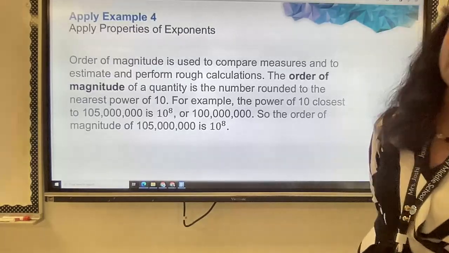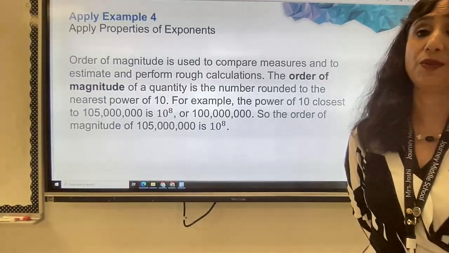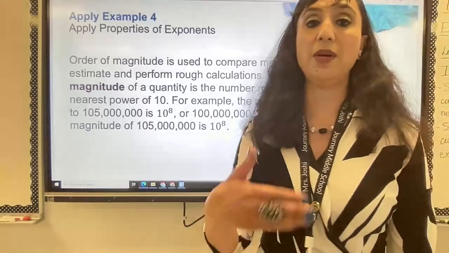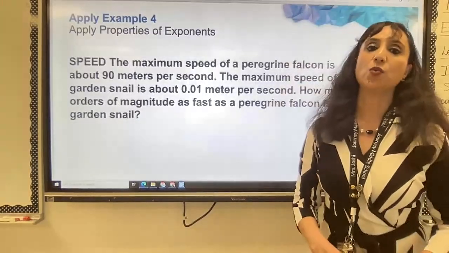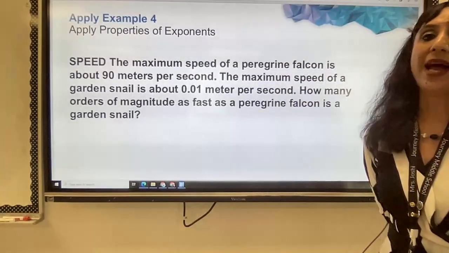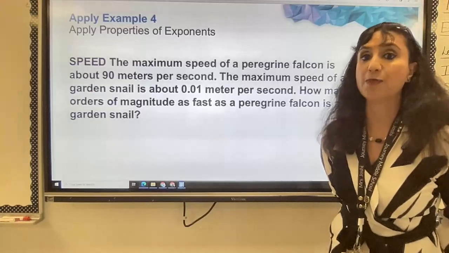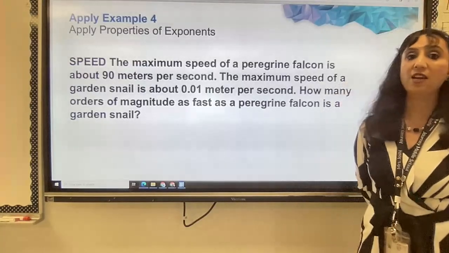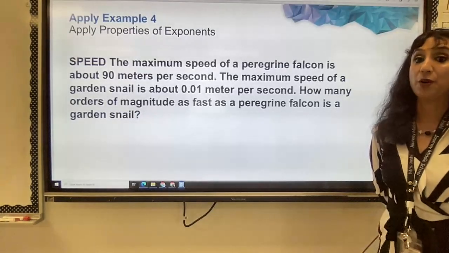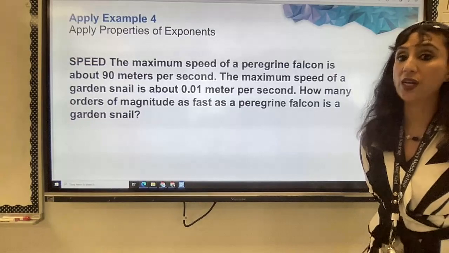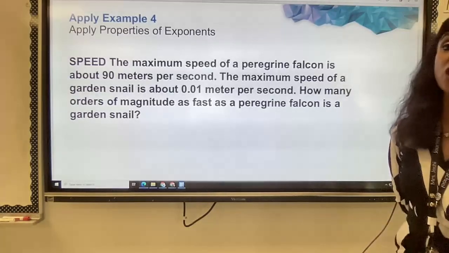Okay, so I just want to show you that. Sometimes we just use that little bit of estimation to perform rough calculations. Let's do a problem regarding order of magnitude so that you can understand what I'm talking about. So let's look at this one. Speed. The maximum speed of a peregrine falcon is about 90 meters per second. The maximum speed of a garden snail is about 100th meter per second. How many orders of magnitude as fast as a peregrine falcon is a garden snail?